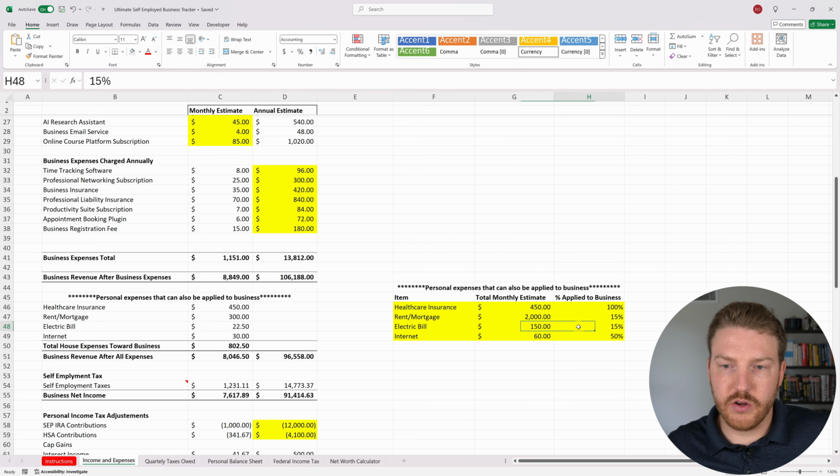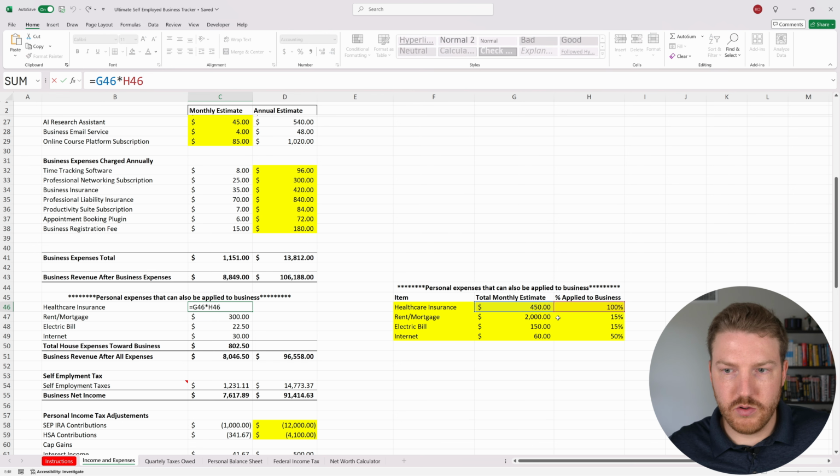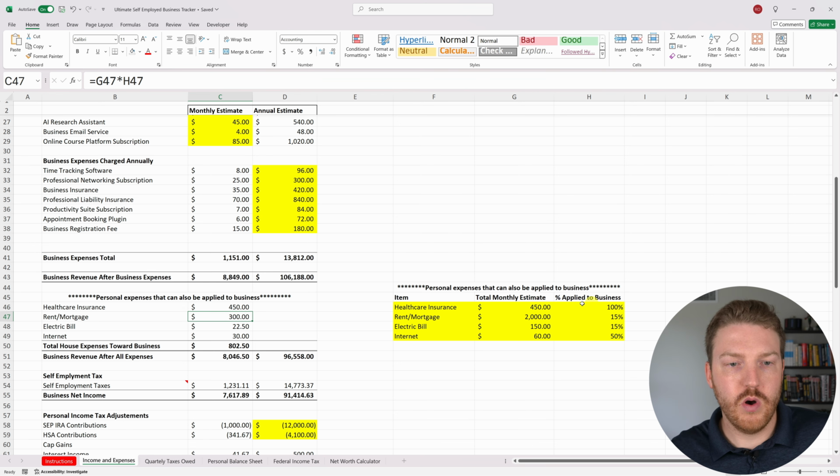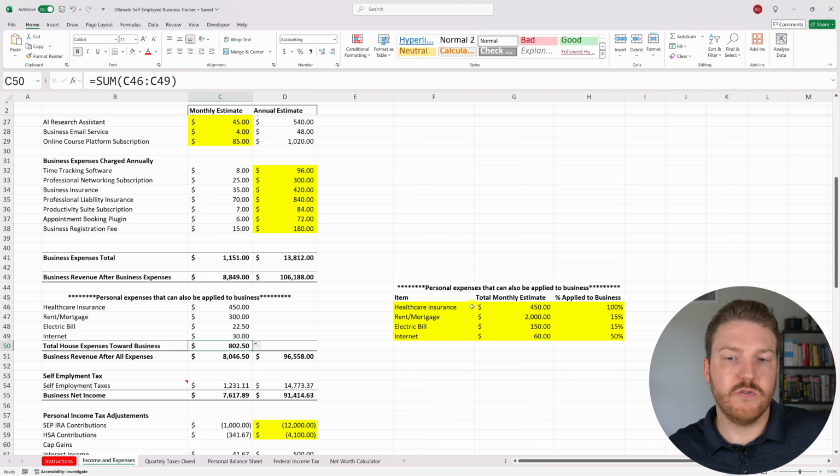So we do this for all our categories. Electric bill, we apply 15%. Internet, we apply 50%. And then over here, we take the total amount multiplied by the percentage for each one, and apply that formula for all. And then we figure out that we can reduce our business income by $802 for all this personal stuff. And now after that, our business revenue is only $8,000 a month, or $96,000 a year.